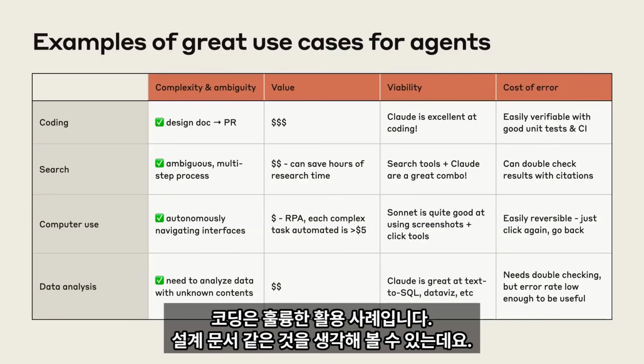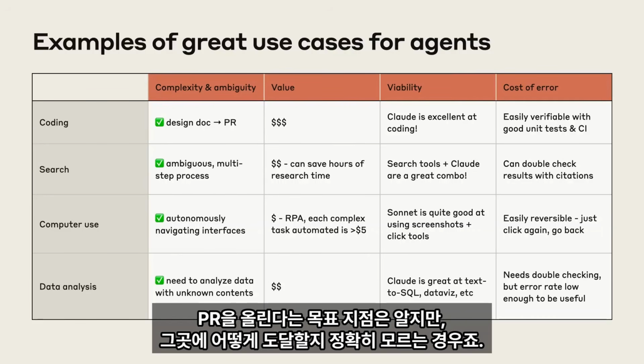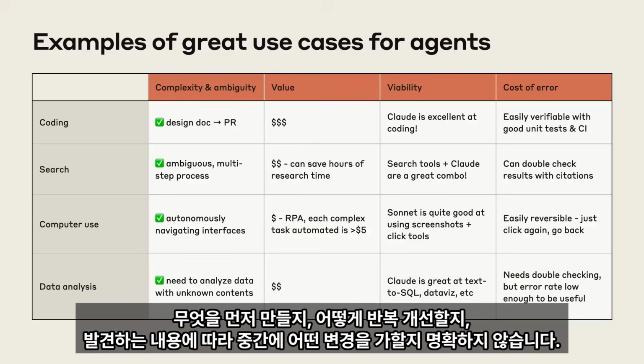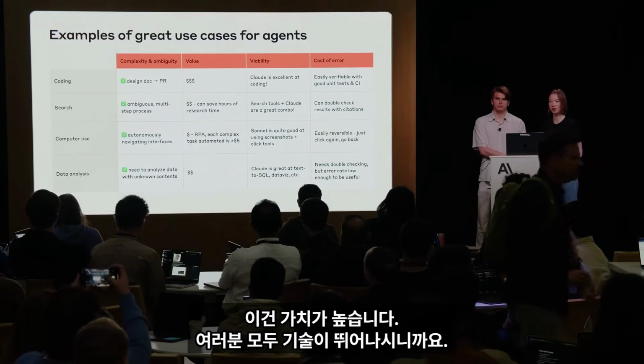We can think about something like a design document, and although you know where you want to get to, which is raising a PR, you don't know exactly how you're going to get there. It's not clear to you what you'll build first, how you'll iterate on that, what changes you might make along the way, depending on what you find. This is high value. You're all very skilled.